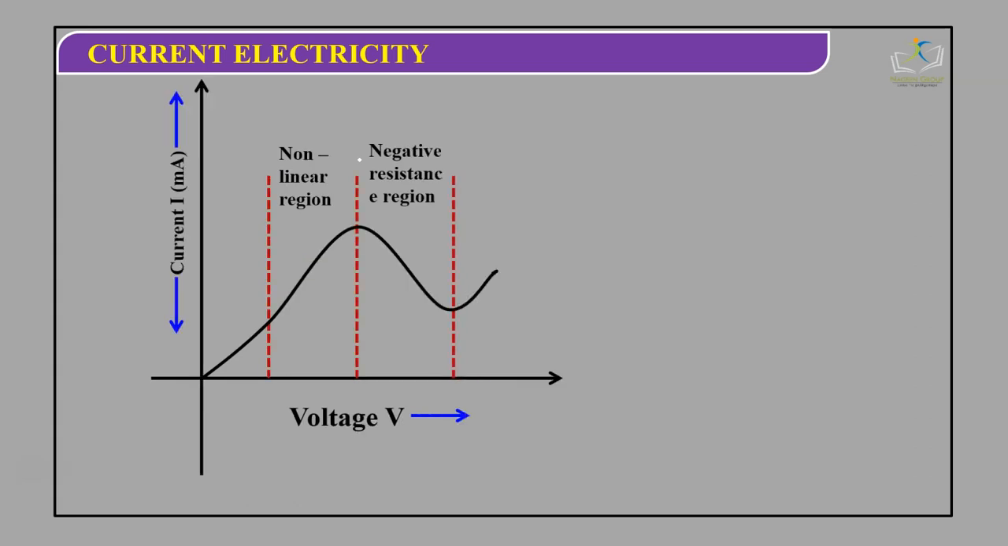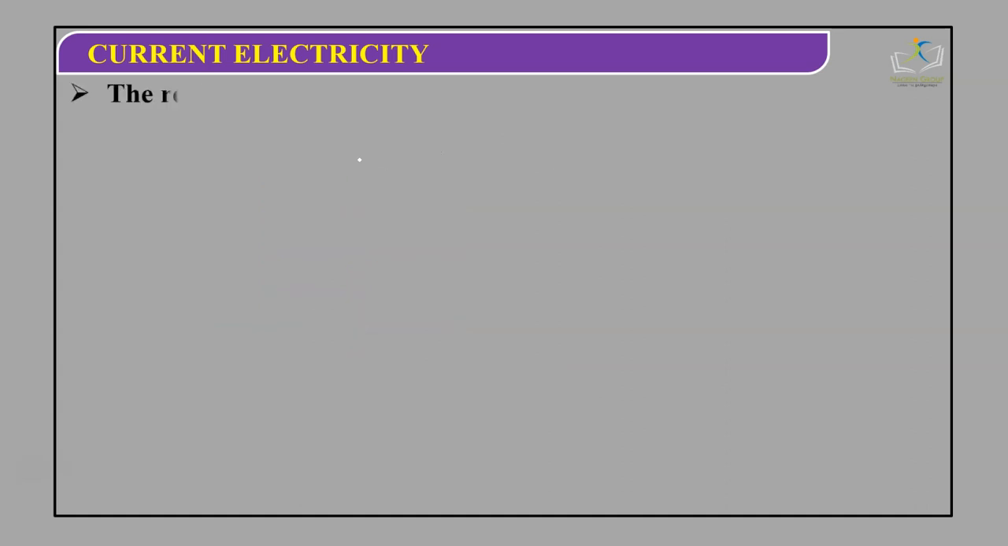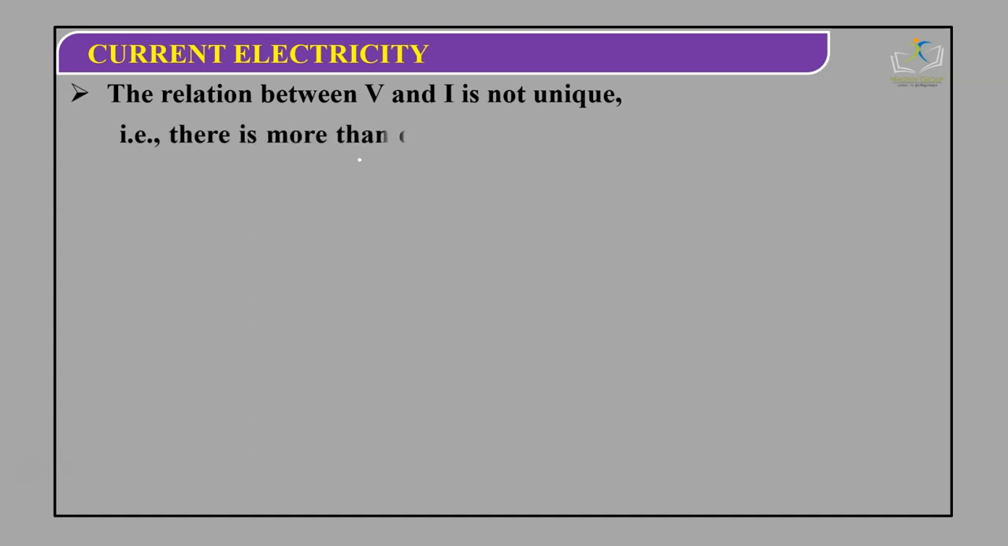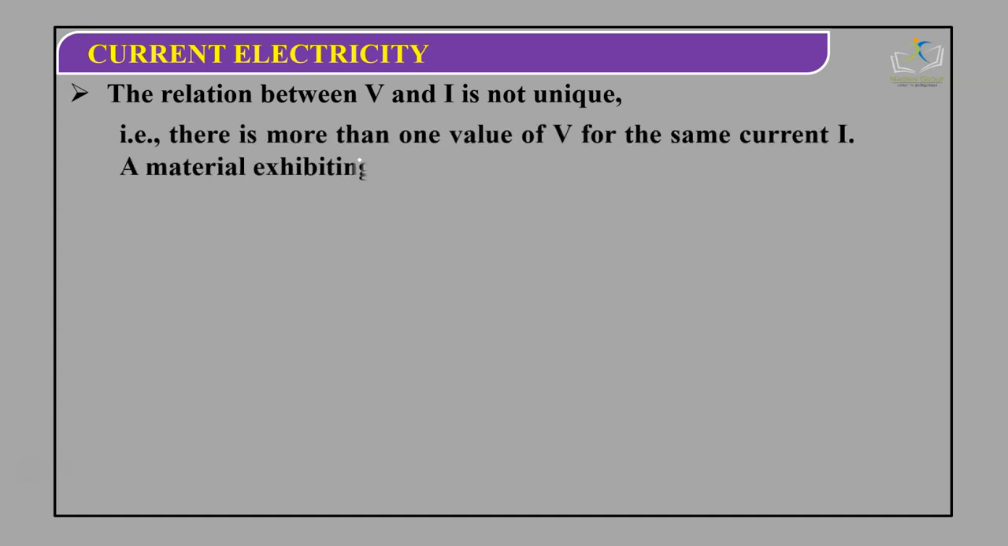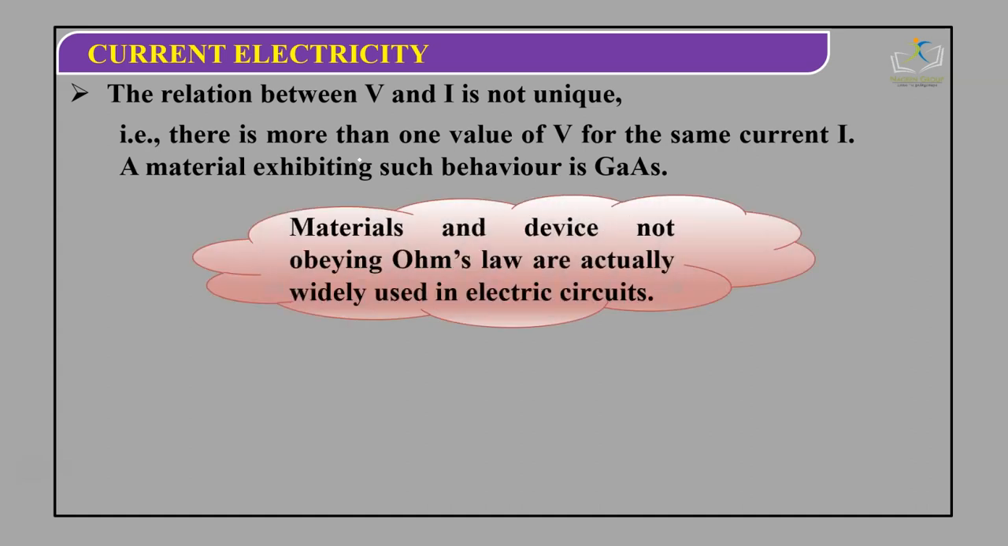Next, we have this type of graph. It is straight at some point, and after that it will be non-linear, and then after this there will be negative resistance. So this is also not following Ohm's law. The relation between V and I is not unique in each of these cases. That is, there is more than one value of V for the same current. A material exhibiting such behavior is gallium arsenide.